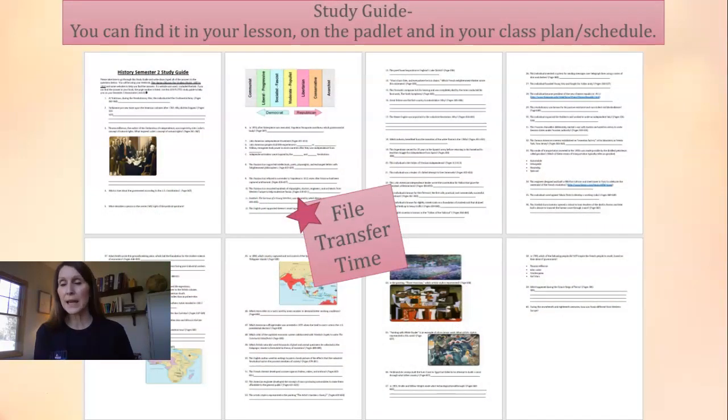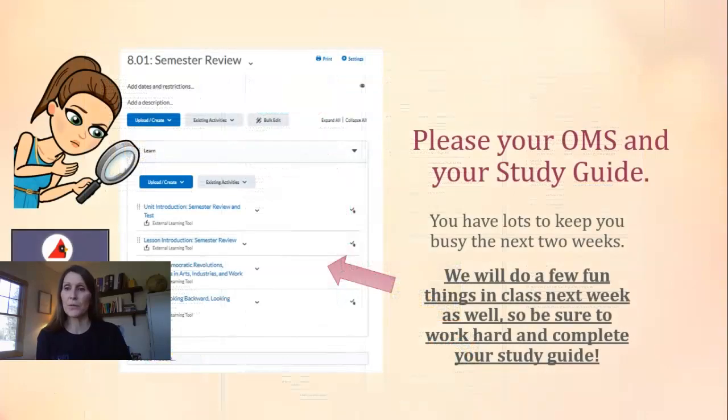Okay, so this is the slide that I'm going to show during class. I will file transfer the study guide out to you, but you could also find it on your lesson. It's in Unit 8. You can find it on the Padlet. You can find your class plan. You can find it in announcements. It's posted everywhere. So you'll be able to find the study guide. Make sure you download it, type on it, or print it out and write with pencil and paper, whatever's easiest for you, whichever you would prefer to do.